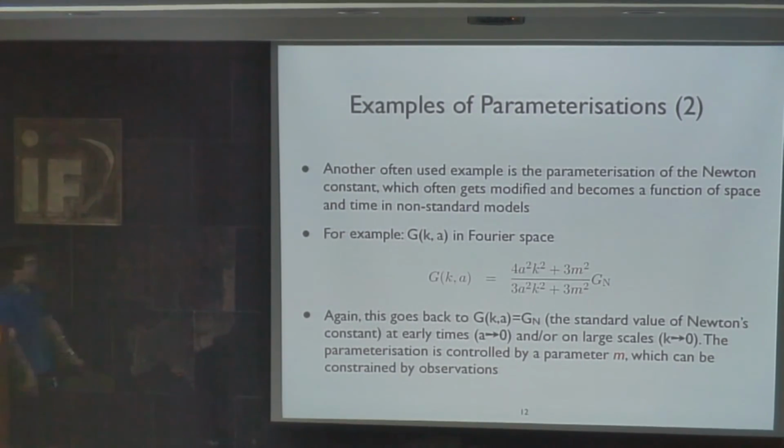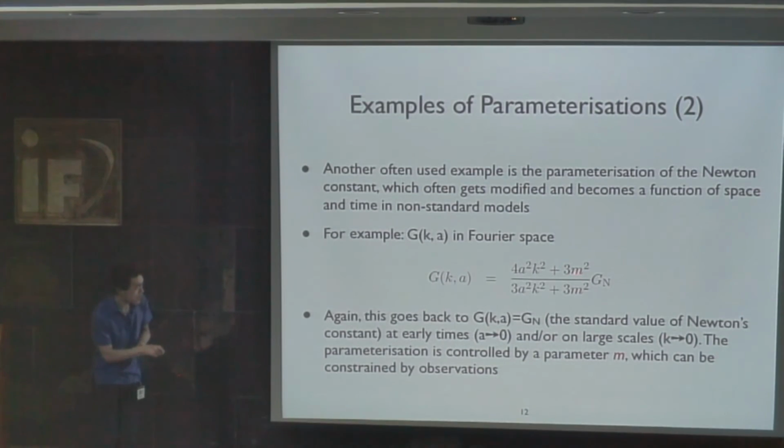A second example of parameterization is this. This is what people use in modified gravity theories or theories with interactions between dark energy and dark matter. I'll go to some of these theories later. What these theories have in common is a time and space-dependent gravitational constant. And that means that G, the Newton constant, is no longer a constant. It depends on time and it depends on K. So this is one example of the parameterization.